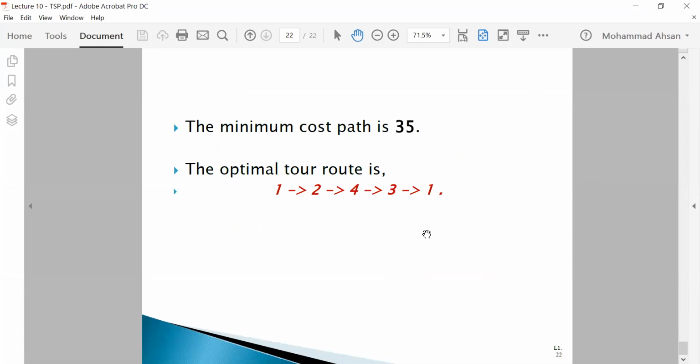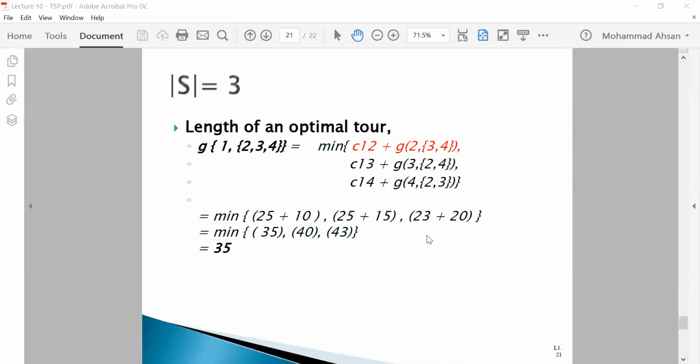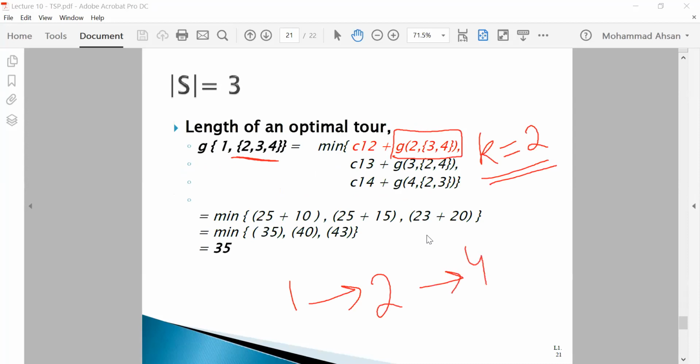So just like in matrix multiplication, we have the K table, in knapsack, we have the B table. In longest common subsequence also, we have another table to store the values, which gives us the actual subsequence. Here, the actual cost comes from storing which K value gives you the minimum cost, because we are doing the calculations out of all the 3 possible K values here, which is 2, 3, and 4. So we have to store K is equal to 2 in this case, which tells us that we went from 1 to 2. And then this part will give us from 2 we went to 4. And then from 4, obviously, it's 3 and 1.